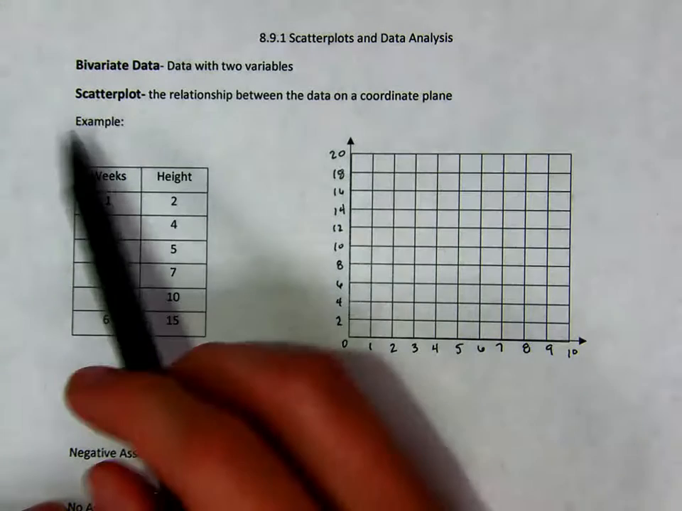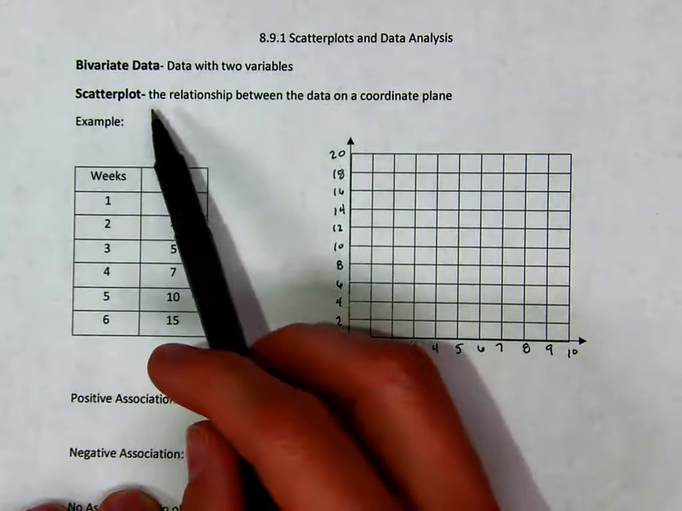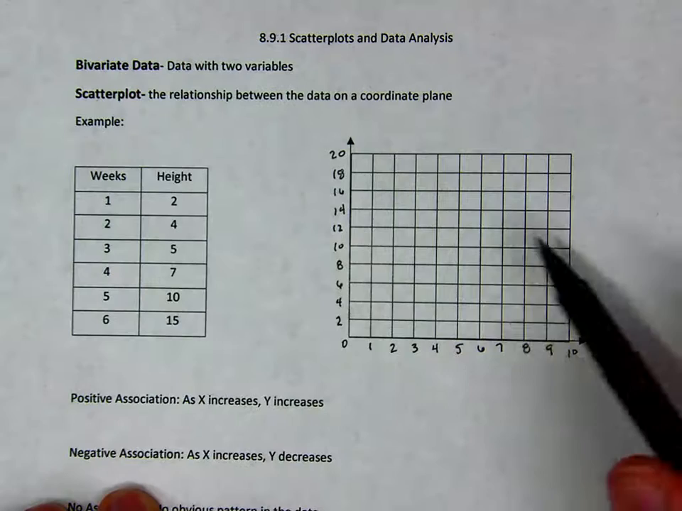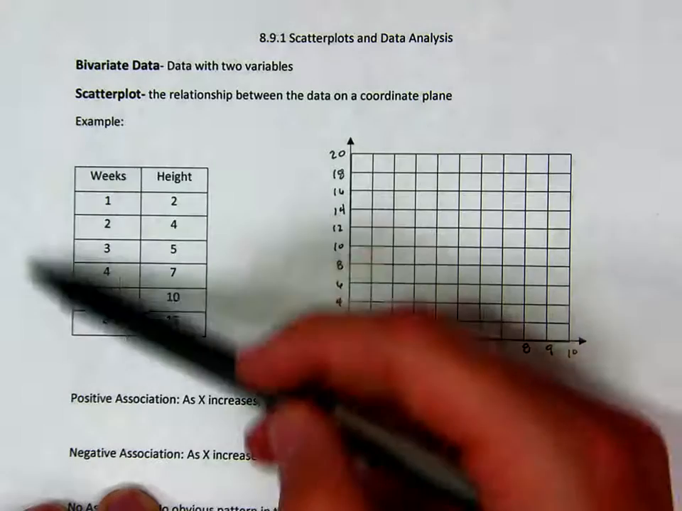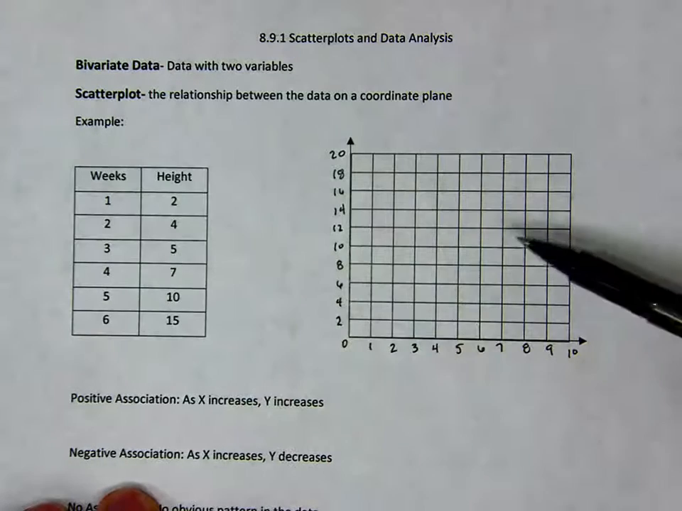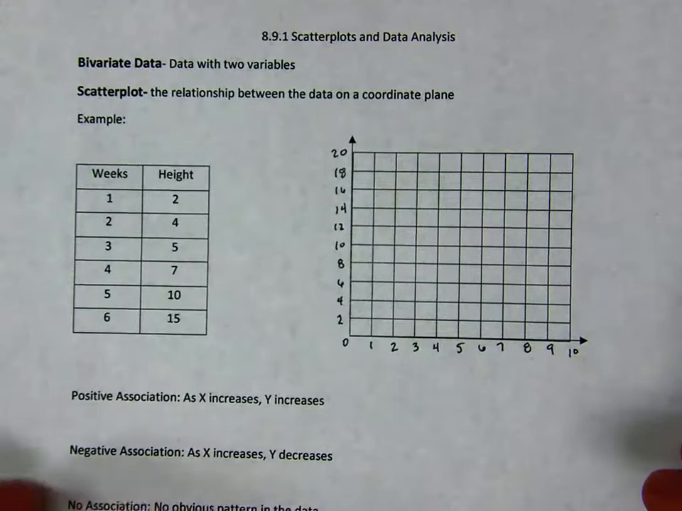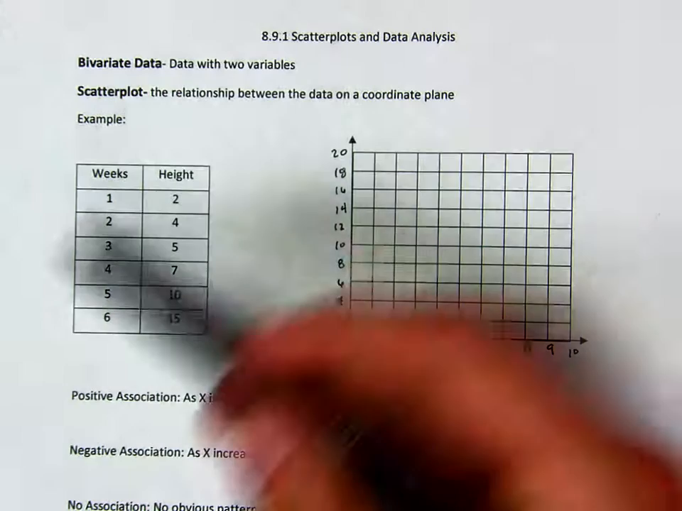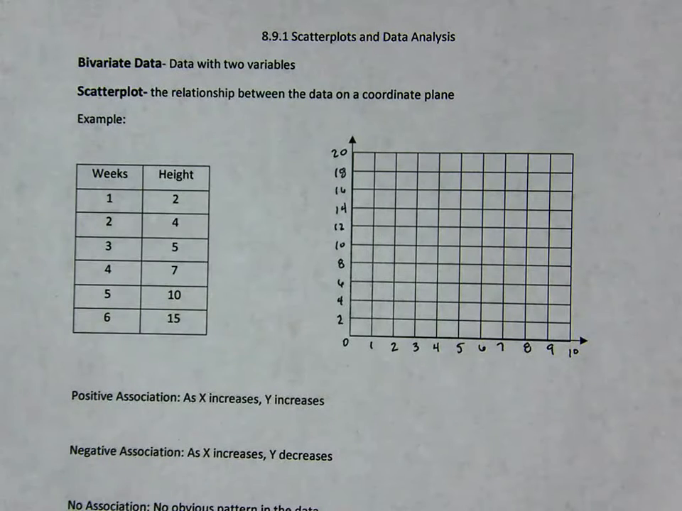A scatterplot is the relationship between the data on a coordinate plane. We're going to graph all of the data from our two variables onto this coordinate plane. So with a scatterplot, we're finding the relationship between all these values. All these variables are ordered pairs.